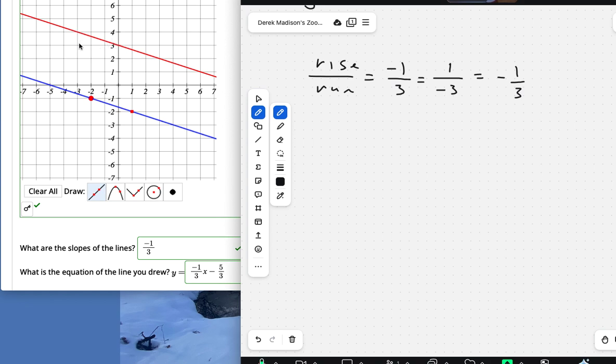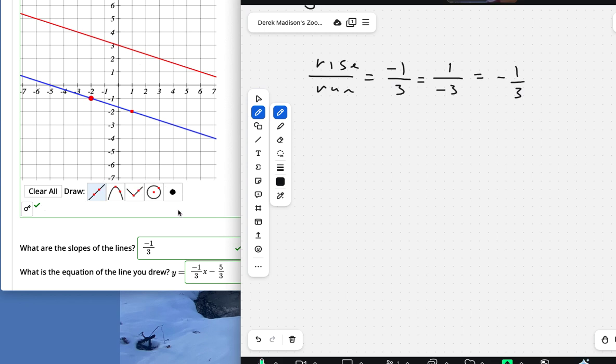So it doesn't matter if I run first, or if I rise first, or if I go left, or if I go right, they all get me this exact same slope. So for consistency, I usually do run to treat that as a positive, up is positive, down from there would be negative. But there's three other ways to do it.